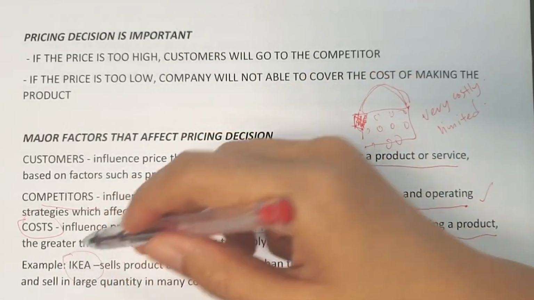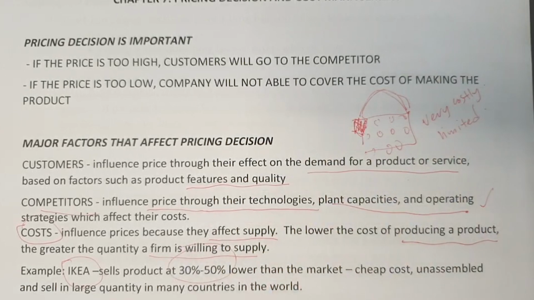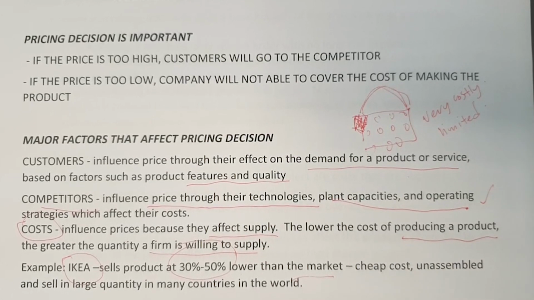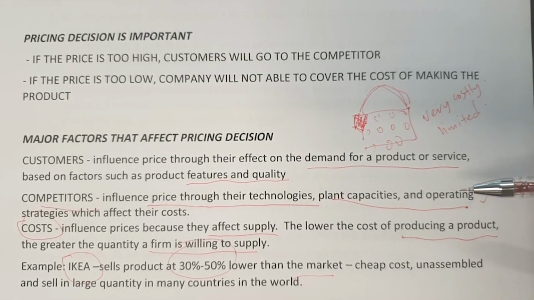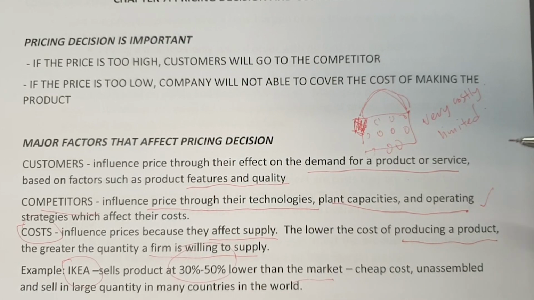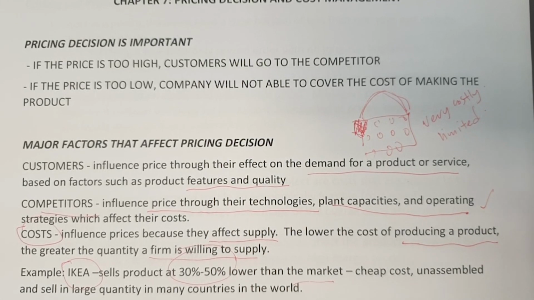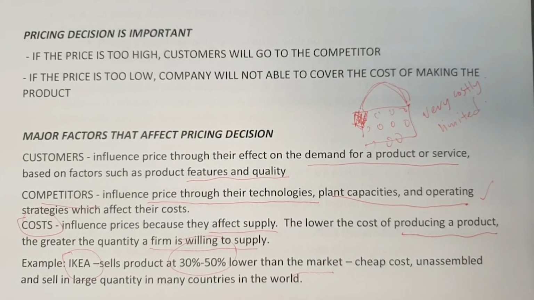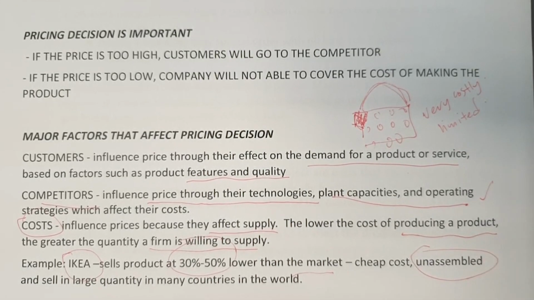For example, if you look at the case of IKEA, IKEA always tries to sell products at 30% to 50% lower than the market price, because they want to produce more products. You know, if the cost of producing the product is low, then they will be able to produce a large quantity of that particular product, and they can sell at a cheap price as well. Alright, so for IKEA, unlike any other furniture companies where they sell the product readily assembled, IKEA always sells the product unassembled.